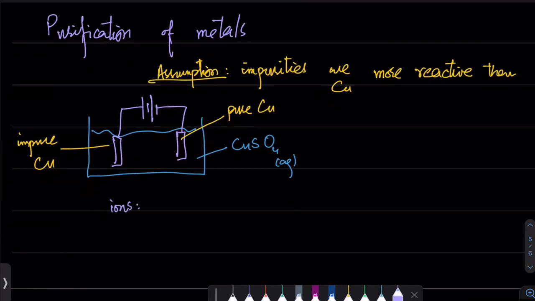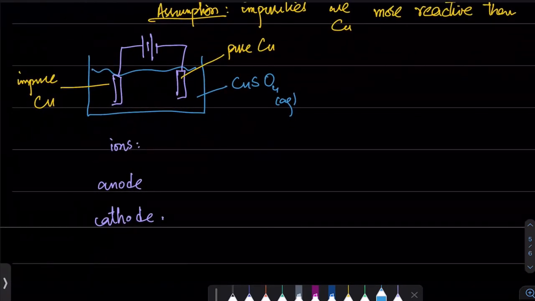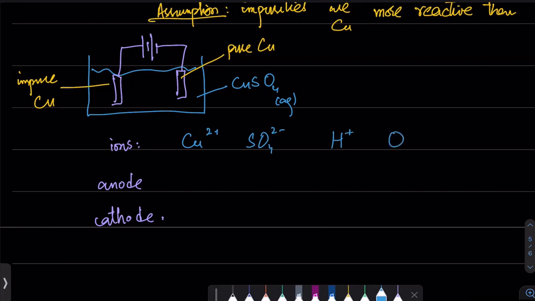So humare paas ions hote hain. Hum anode ko dekhte hain. Phir hum cathode ko dekhte hain. Ye na humara electrolysis. Yehi to hai. But this time our ions are just going to see what happens, because the first rule is going to apply. We have copper ion, sulfate ion, hydrogen ion, hydroxide ion. But despite all of that, the first rule applies, reactive anode will make ions.